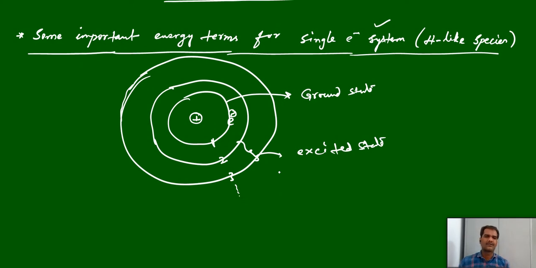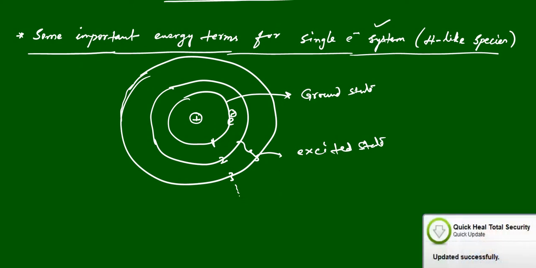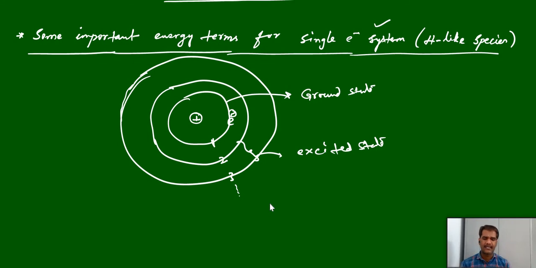Mostly they ask questions like: what is the first excitation energy, second excitation energy, third excitation energy? If the electron jumps from the first shell to the second shell, with respect to the ground state, this is the first excited state, even though it is the second shell. Then this is the second excited state, the third excited state, and so on. Now let us take the definitions for this.